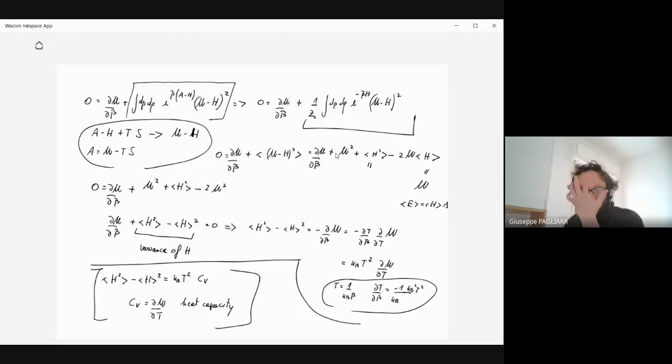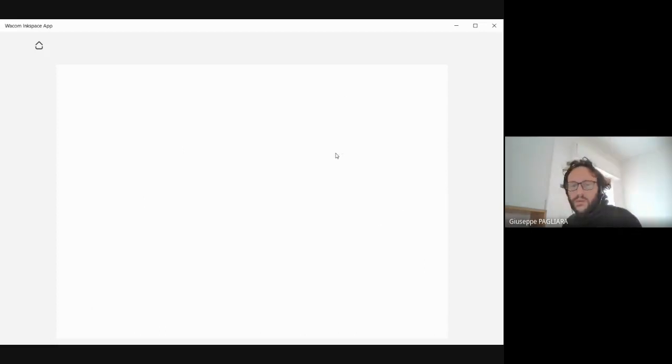Okay, now this relation basically connects the variance of the energy, which of course is a measure of how much the energy fluctuates, and another thermodynamical quantity, which is the heat capacity. This equation actually is one form of what is called the fluctuation-dissipation equation. Let me write it again. The variance of the energy is equal to k_B T squared C_V.